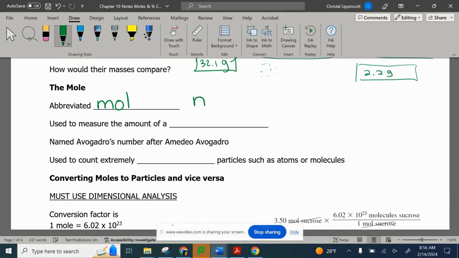Sometimes it's also a lowercase n. You'll occasionally see that. I didn't make it up. I'm just telling you what it is. It's the amount of matter in a substance.